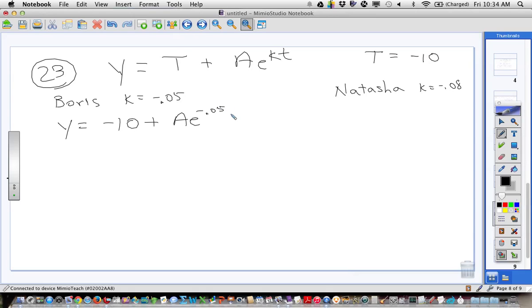A lot of times we don't. Then times T. And Natasha would be y equals negative 10 plus A e to the negative 0.08 times T. So that's kind of our starting point for each one of them. All right, so Newton's law of cooling is all about just knowing the equation and then plugging in numbers at the appropriate times and solving on your calculator. That's all. It's really quite easy. There's not really many or any tricks that can be thrown at you in these problems. Okay, so what's the next thing I do?